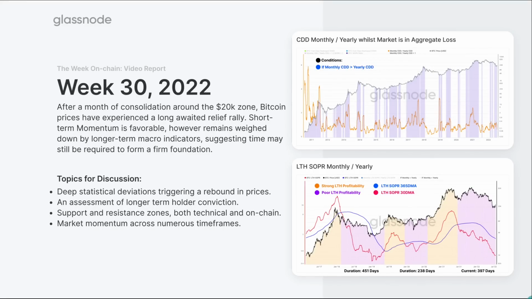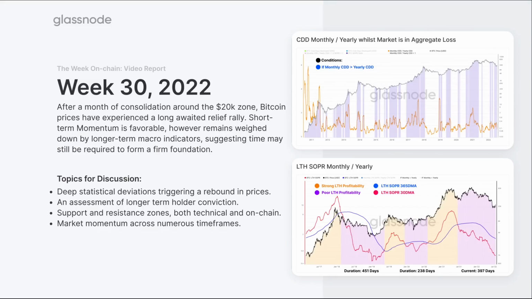So after we've spent about a month in this consolidation range around the 20K zone, there's been a very significant shift in the ownership structure. We've seen a large amount of people, whether they're short-term or long-term speculators, flushed from the market. They've essentially capitulated out in two phases, first with Luna and then again on the 18th of June. Now, again, that doesn't mean that this is all over. We've still got some time and some process to go through here.